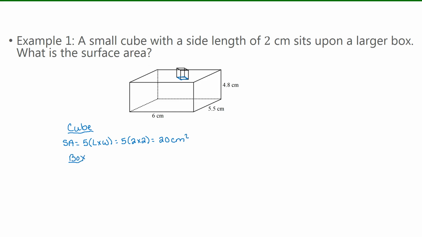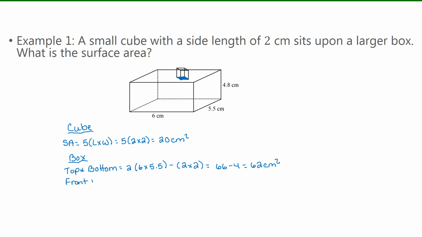Now for the box, I'll do the top and bottom. So I'll start off by multiplying 2 times 6 times 5.5. But as I mentioned, I've got to subtract off this area here because I can't see this. So I've got to subtract off 2 times 2. Now on the calculator, 2 times 6 times 5.5 is 66, and 2 times 2 is 4, for a total of 62 centimeters squared.